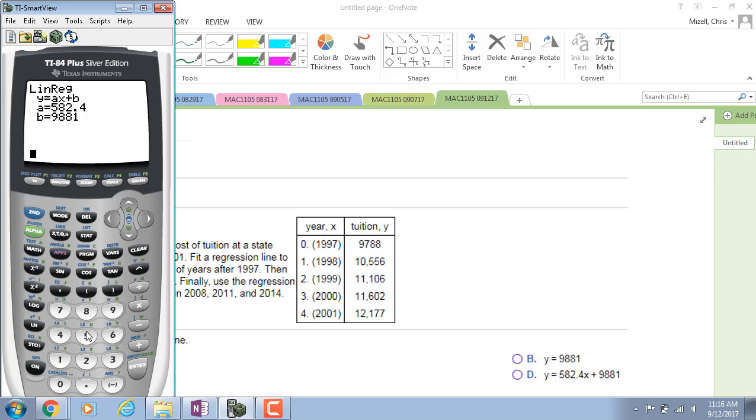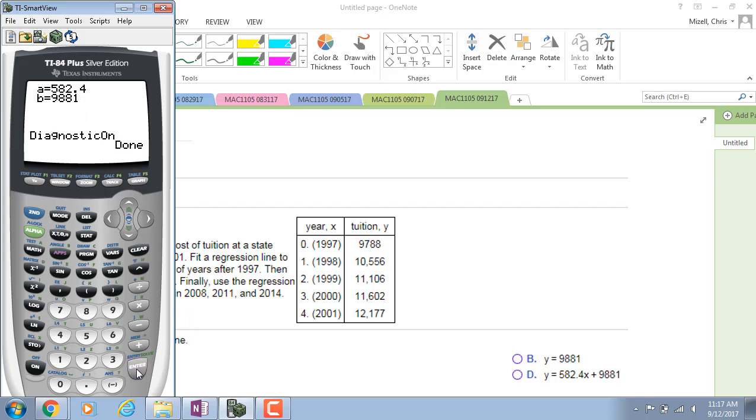Let's find out how to do the correlation coefficient. So press the second button, followed by catalog. Catalog is on the 0 button. So press second, 0, and then press the down arrow. We're looking for diagnostic on. Diagnostic on. There it is. I want to press enter, and I want to press enter again until it says done.